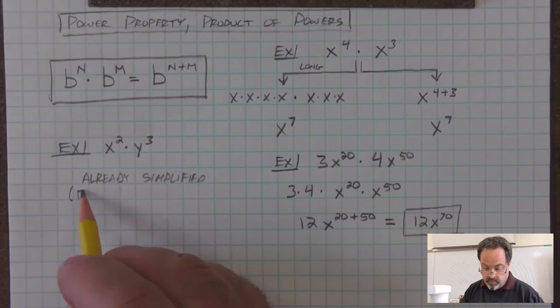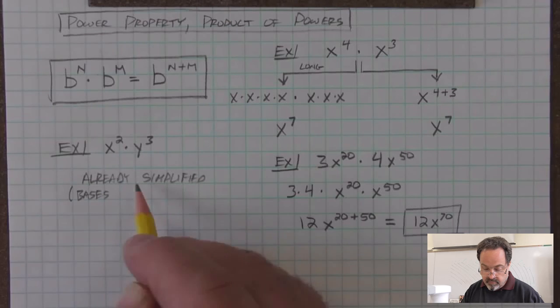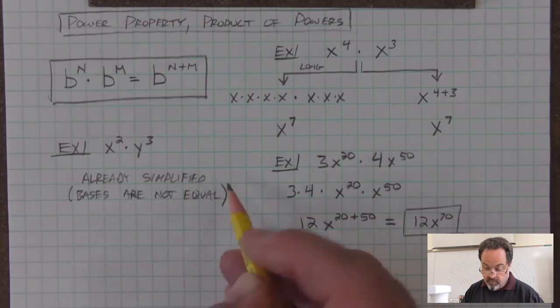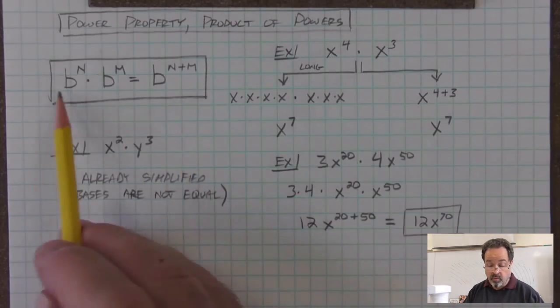And why can't we go any further? The bases are not equal. So we can't apply the property that requires them to be.